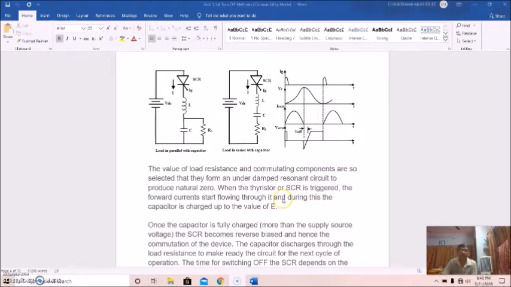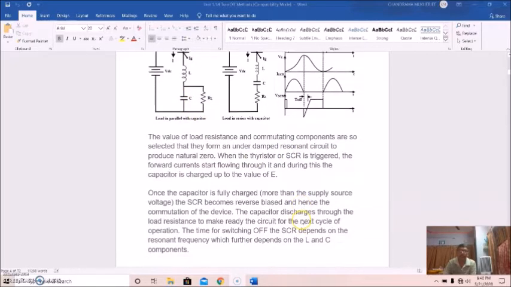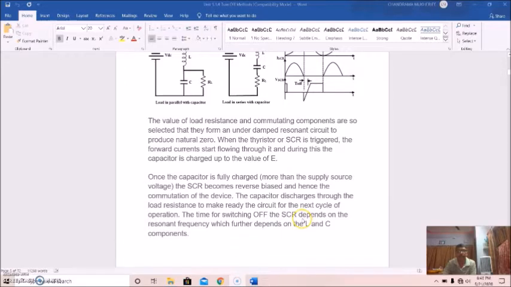When the thyristor is triggered, the forward current starts flowing through it, and during this the capacitor is charged up to the value of E. Once the capacitor is fully charged, to more than the supply source voltage, the SCR becomes reverse biased, and hence the commutation of the device happens. The capacitor discharges through the load resistance to make the circuit ready for the next cycle of operation.